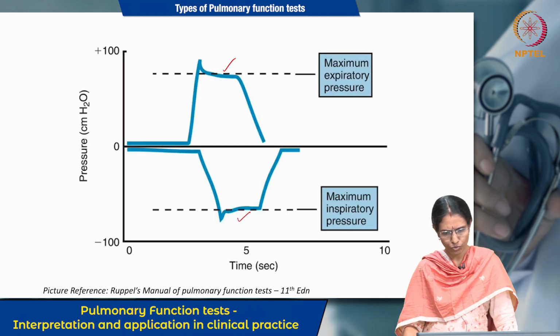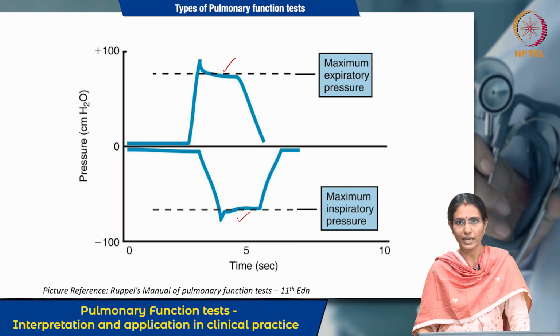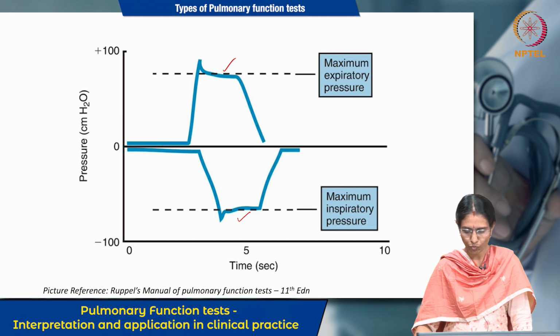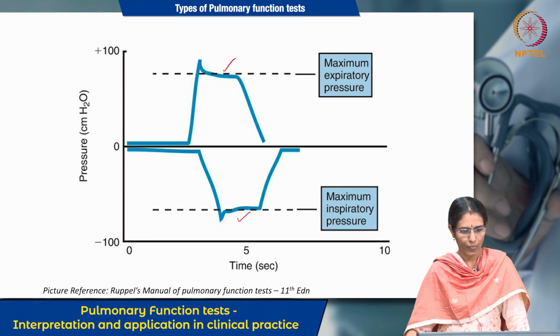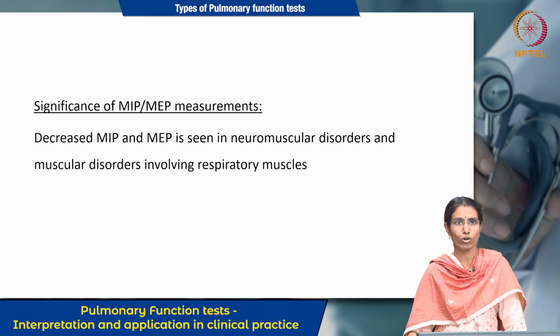And the graph that you see here is the maximal expiratory pressure graph, and the maximal inspiratory pressure graph is what you see here. And what is the significance of these measurements? The decreased MIP and MEP are seen in neuromuscular disorders and also in muscular disorders involving respiratory muscles.